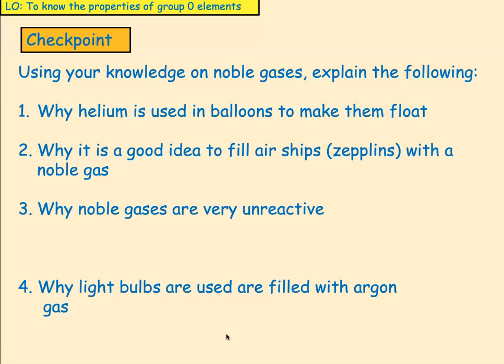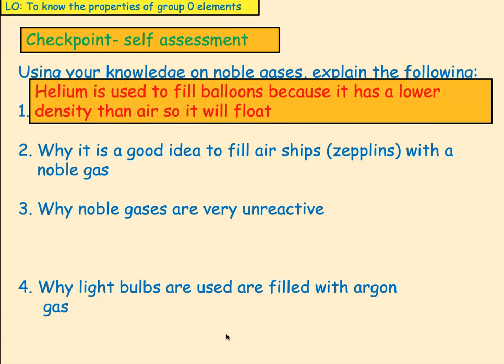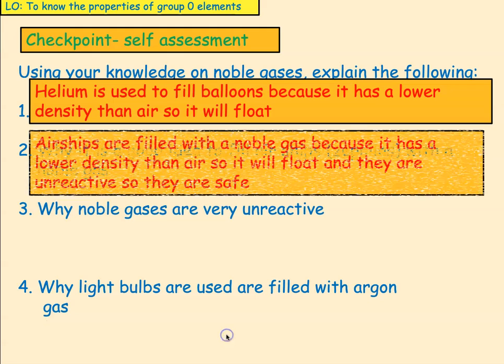Hello, welcome back. Right, why is helium used in balloons to help make them float? Well, helium is used because it has a lower density than air, so it would rise in air rather than sink. Why is it a good idea to fill airships or zeppelins with a noble gas? Well, first of all, because the gases that you are going to use would have a lower density than air, so it will float, and also because they are unreactive, unlike hydrogen, so they're safe to use.